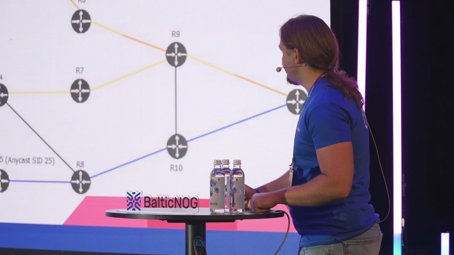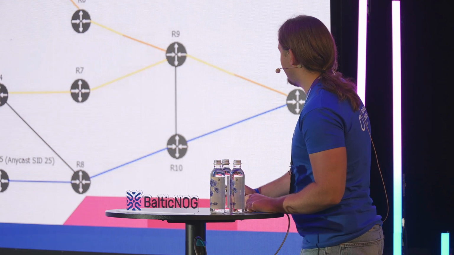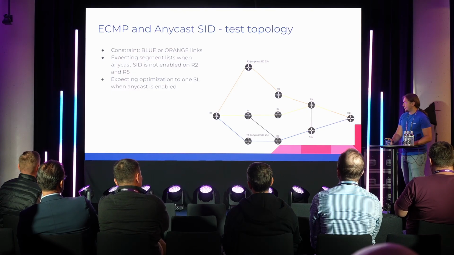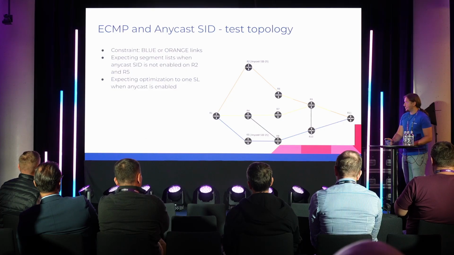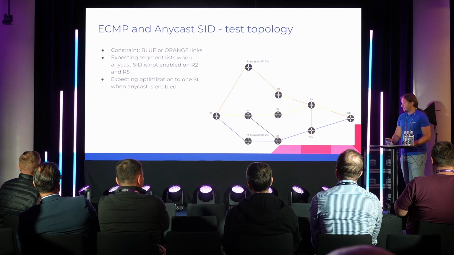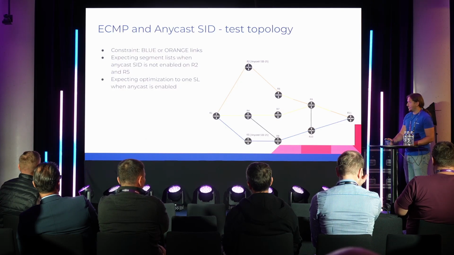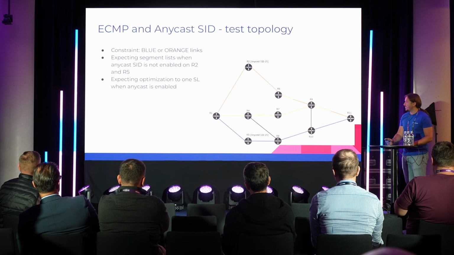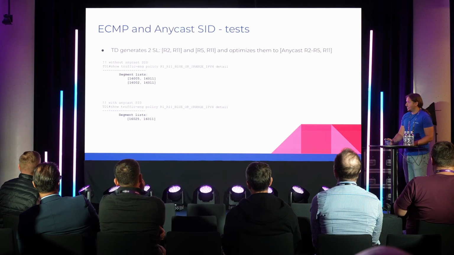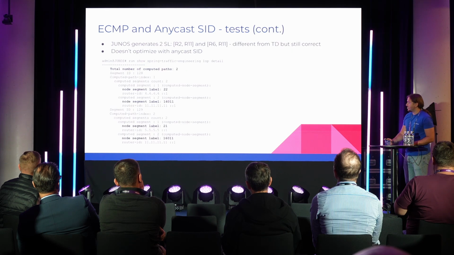Here is a test topology. I will try to steer traffic from R1 to R11 using either blue or orange. So the expected result is having two segment lists when Anycast SID is not configured, or having just one segment list with Anycast SID when Anycast is configured. This is the result from Traffic Dictator when Anycast SID is not enabled and when it is enabled. In the first case, we have two segment lists, and in the other just one with Anycast SID.